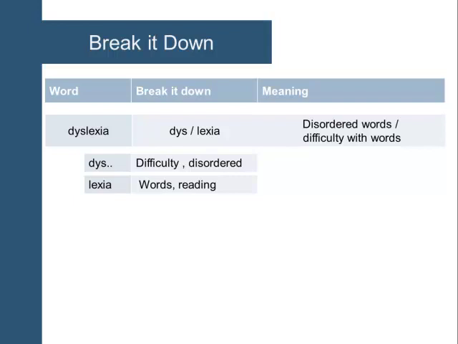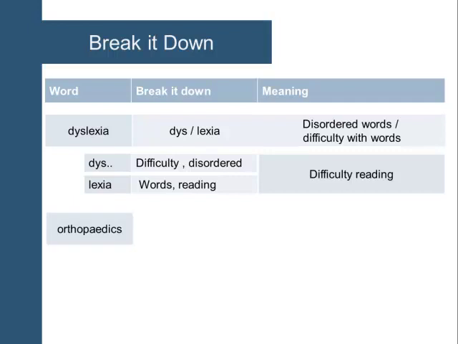Dyslexia is a type of learning disability, and one of the things that can occur with dyslexia is that you may have disordered words, therefore making it difficult to read. Hence, dyslexia is commonly associated with difficulty reading.